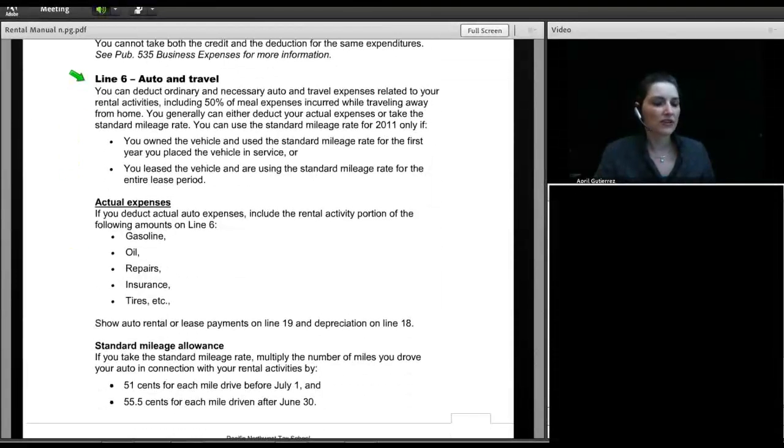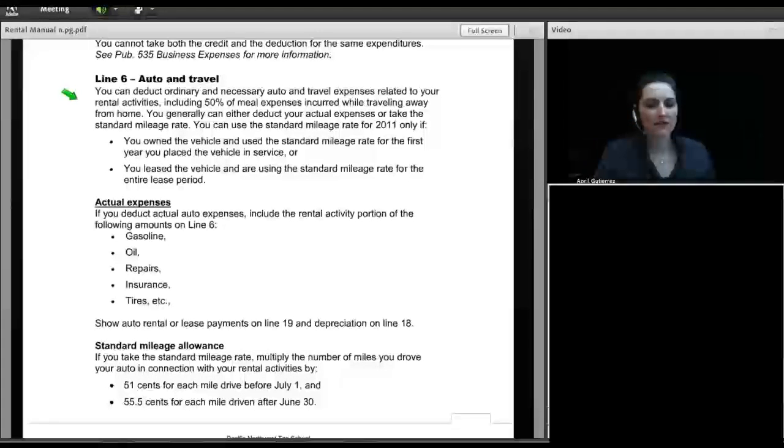Line 6, auto and travel. You can deduct the ordinary and necessary auto and transportation expenses or travel expenses related to your rental activity, including 50% of meals incurred while traveling away from home. You generally can either deduct your actual expenses or take the standard mileage rate.